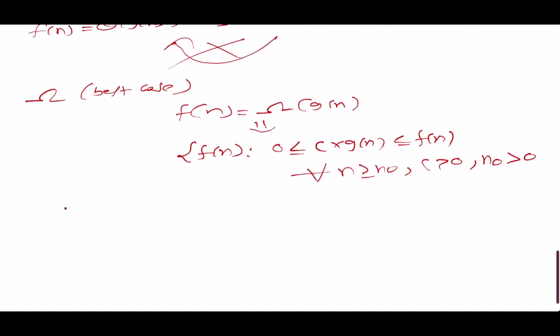So we'll actually not take an example for this because we already know it. So when f of n equals theta of g of n, when will this come true?